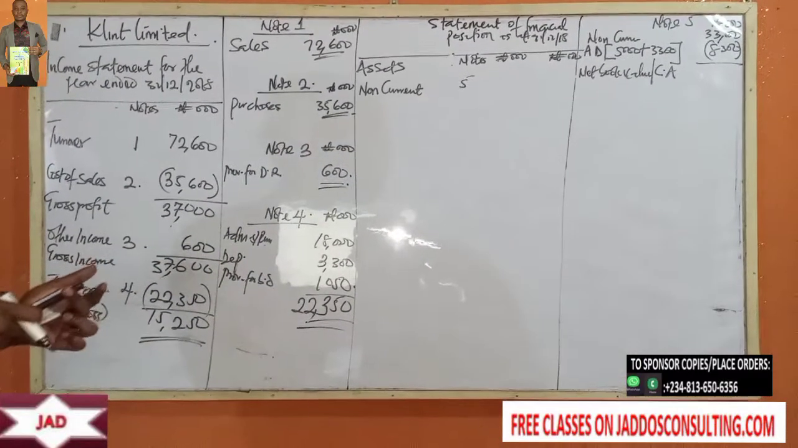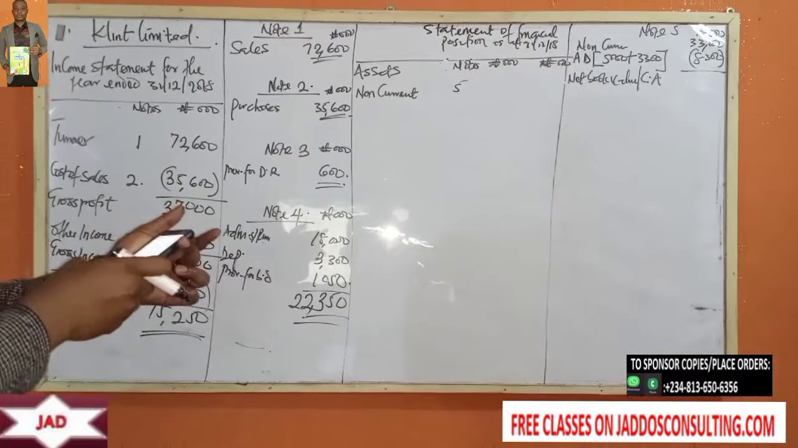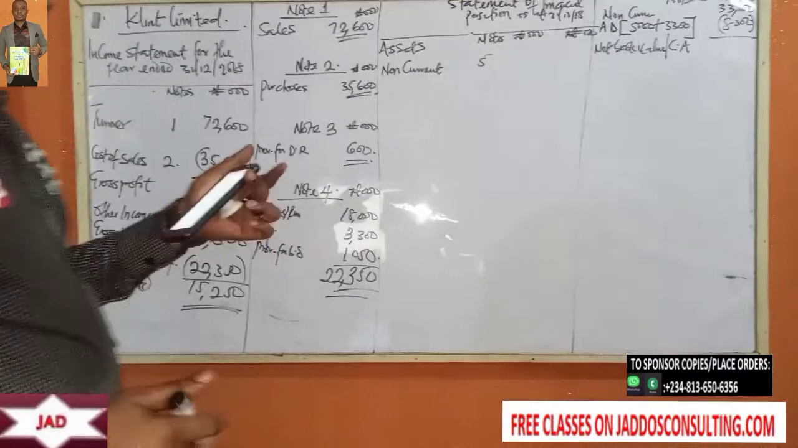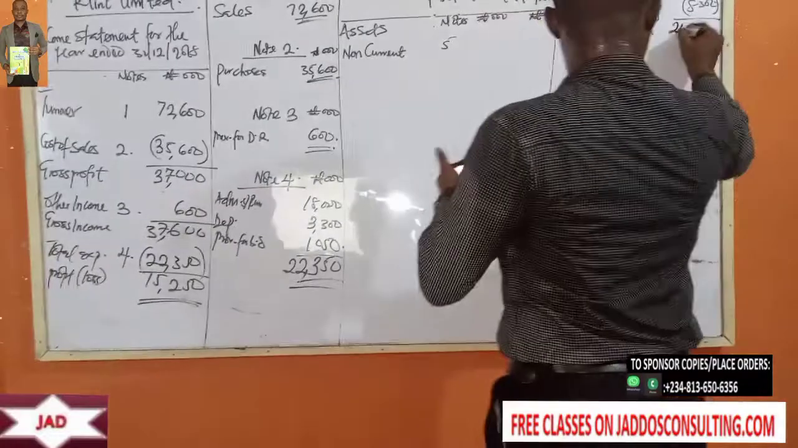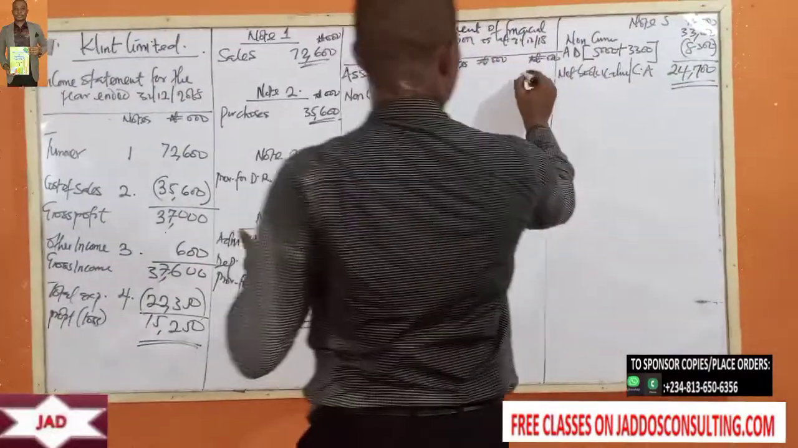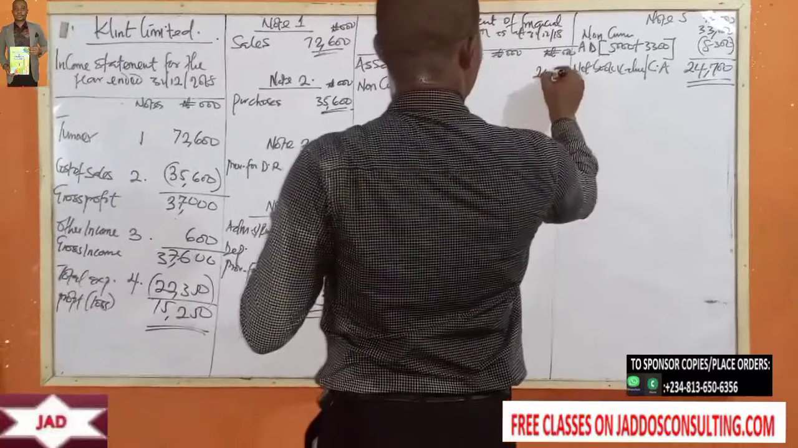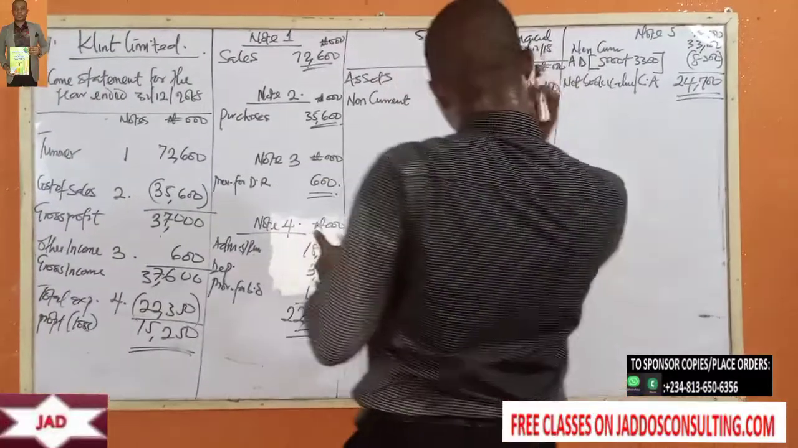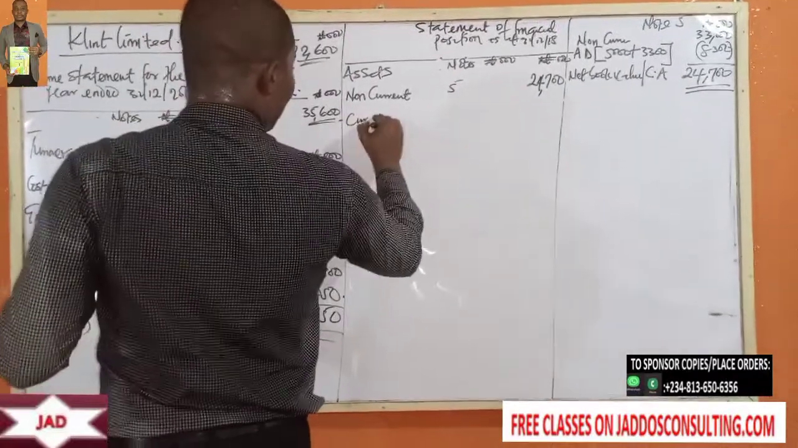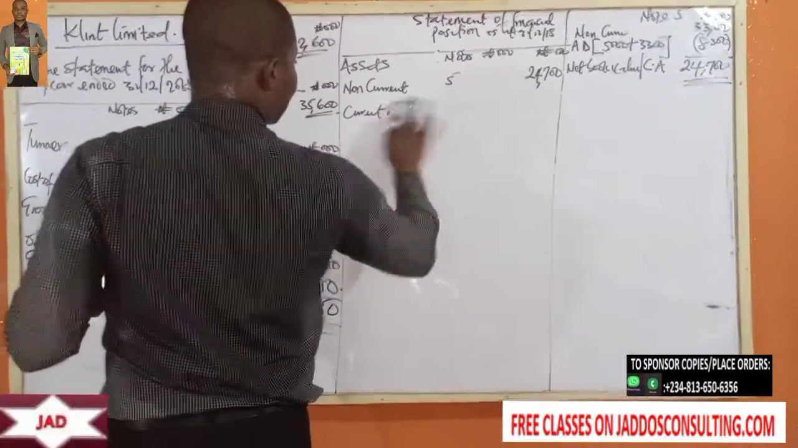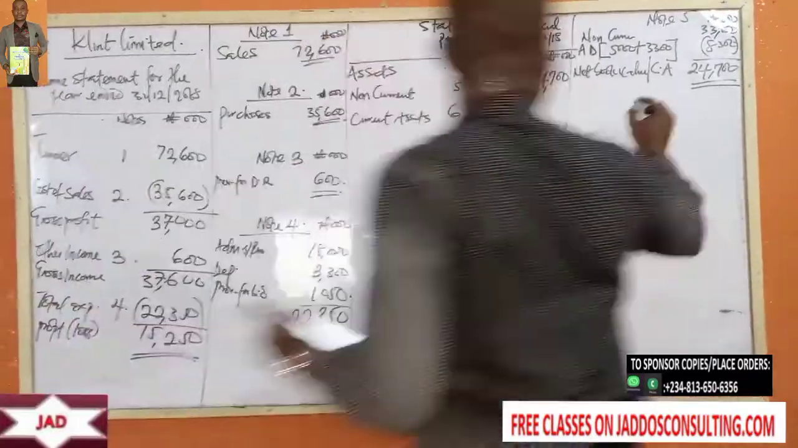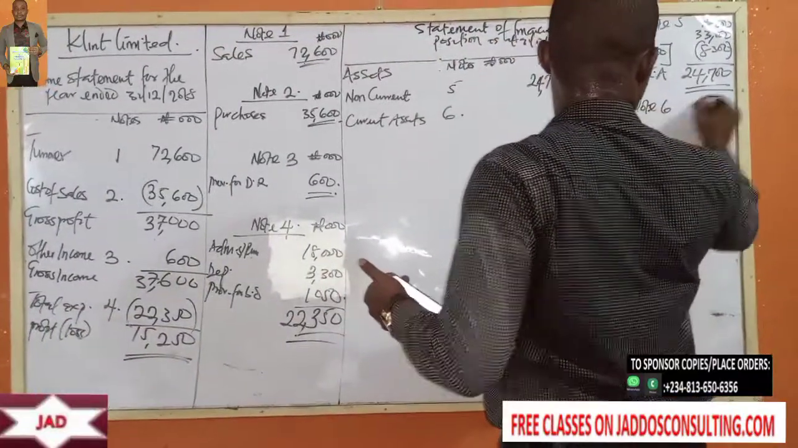What's the difference? We have 33,000 minus 8,300. This is 24,700. So what you have here is 24,700. So the next one now is what? Current assets. Let's call that note 6. So we have note 6 here.